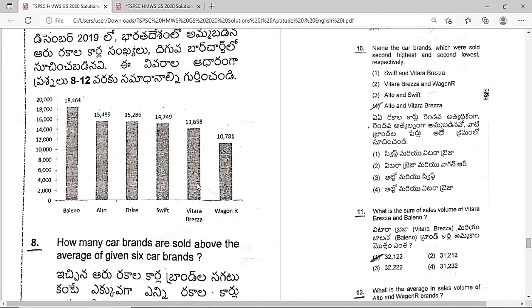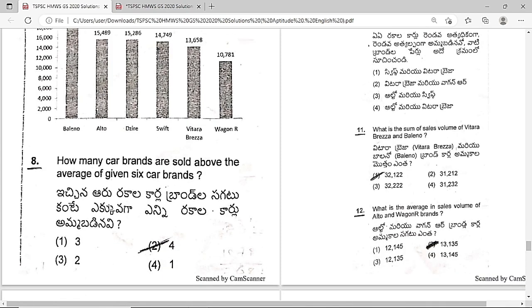What they are asking basically is, if you take the average of all the volumes of cars sold, then which are the car brands having sales greater than the average value? That is what we need to figure out. Option B says 4 car companies have values greater than the average of all the 6 car brands. So let's solve this numerically.